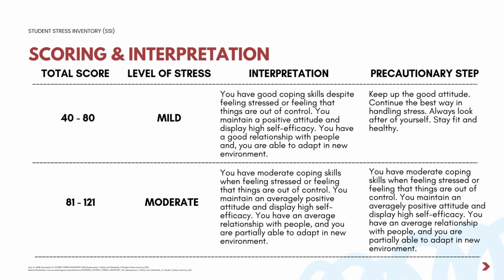A total score from 81 to 121 is moderate. This tells us you have decent coping skills, but you are stretching them thin. You might feel partially stuck or averagely positive. Your action step here is to pause and take notice of where that stress is coming from so it doesn't build up further.